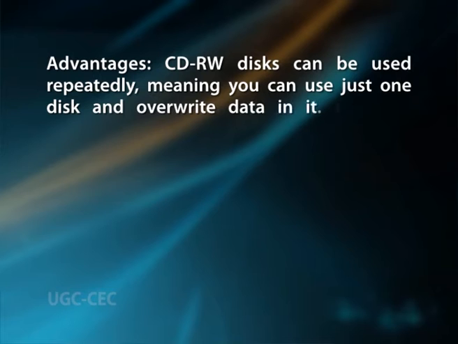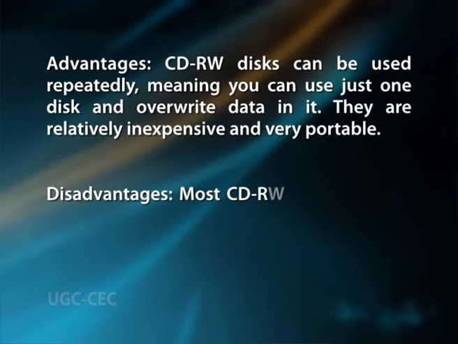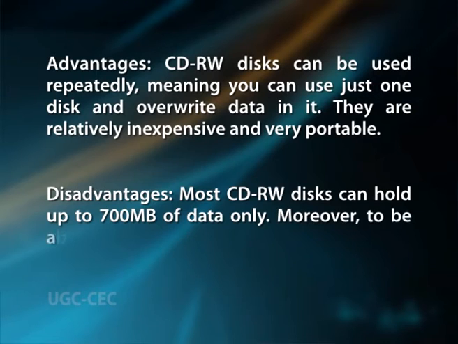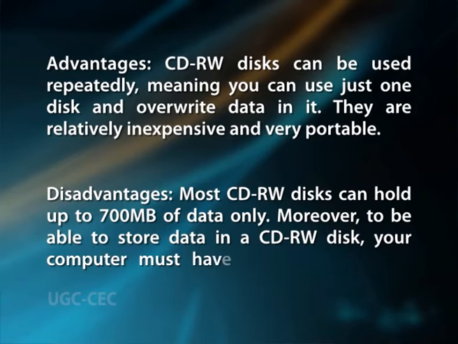Advantages: a CD-RW disk can be used repeatedly, meaning you can use just one disk and overwrite data in it. They are relatively inexpensive and very portable. Disadvantages: most CD-RW disks can hold up to 700 MB of data only. Moreover, to be able to store data in a CD-RW disk, your computer must have a compatible drive first.